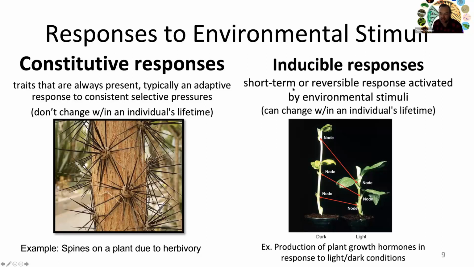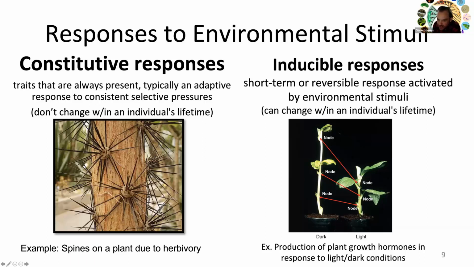So an inducible response is a short-term or reversible response that's activated by environmental stimuli. So an organism is basically responding to a stimulus in real time. And this response can change within an individual's lifetime. An example of this might be changes in plant growth and production of plant hormones in response to light or dark conditions. So you can see this is a plant grown in dark, and this is a plant grown in light. If you have a lot of light that this plant is responding to, it doesn't grow as tall and as long because it doesn't need to reach the light.